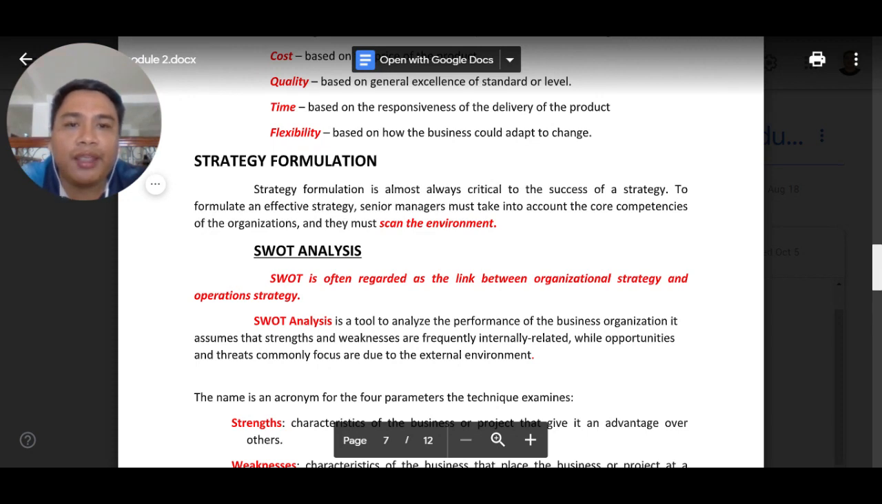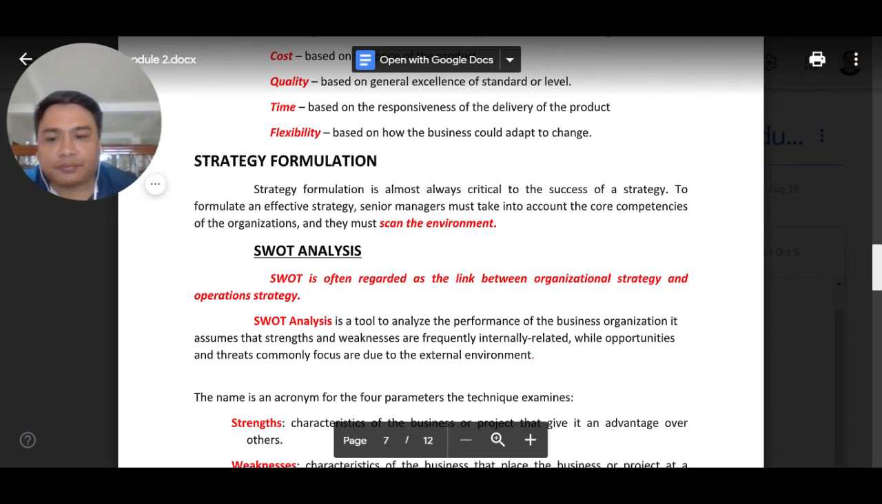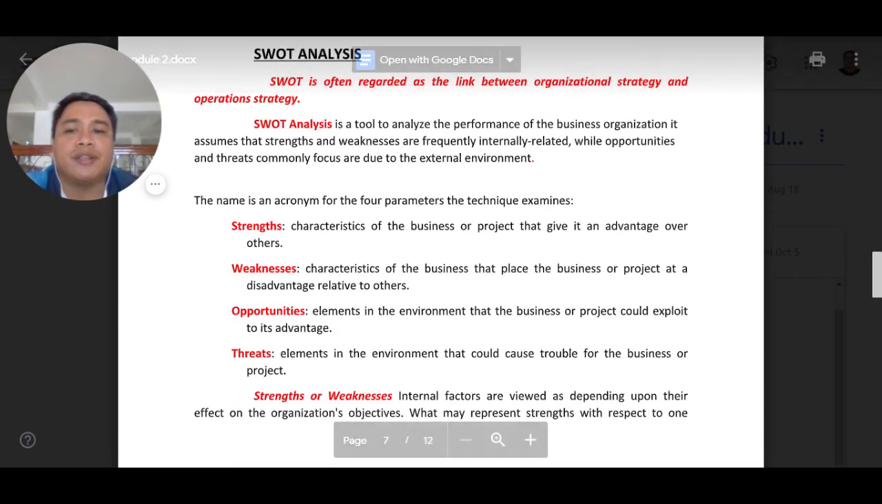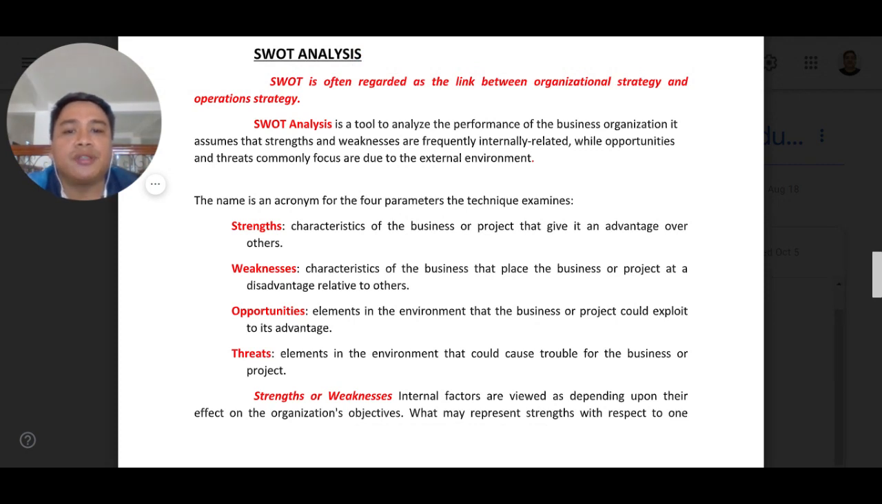We should analyze it based on what we have inside the organization, internal. Now, the opportunities and threats are the factors outside of the business organization that can affect the business. So that is the difference in SWOT. The name is an acronym for the four parameters the technique examines: strengths, characteristics of the business or project that give it an advantage over others.